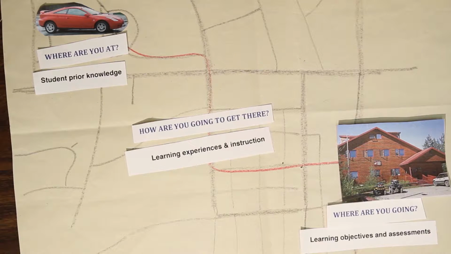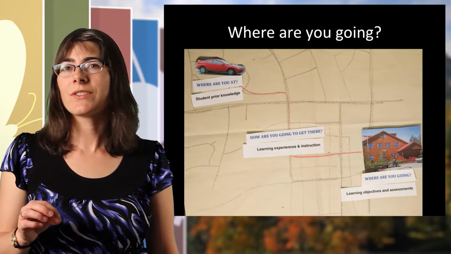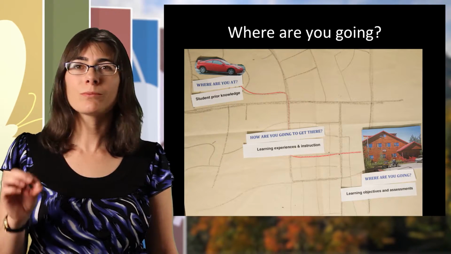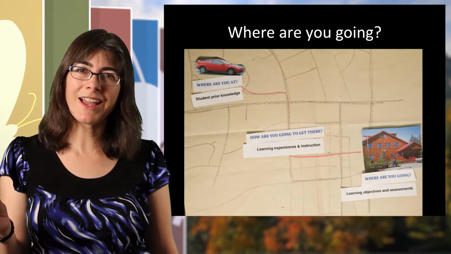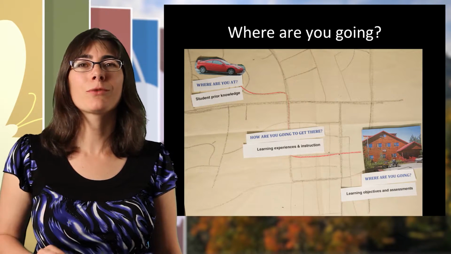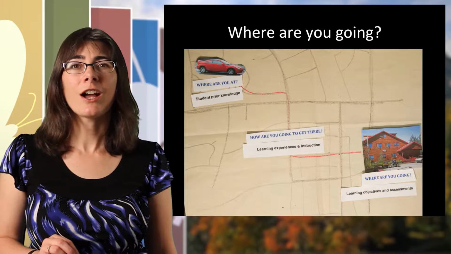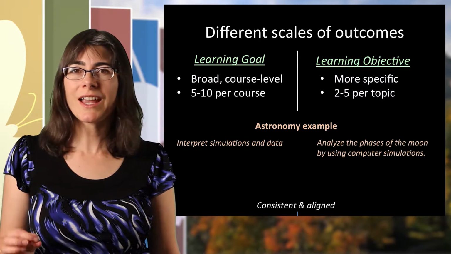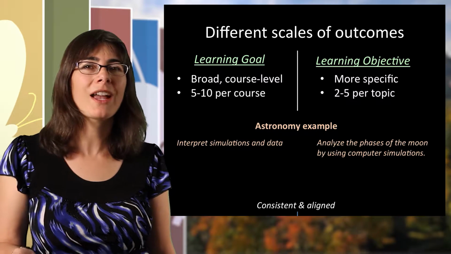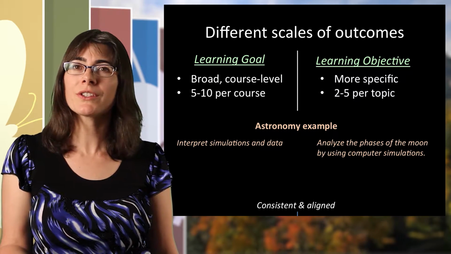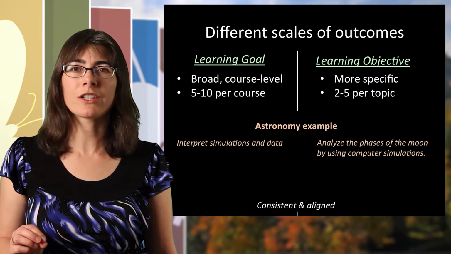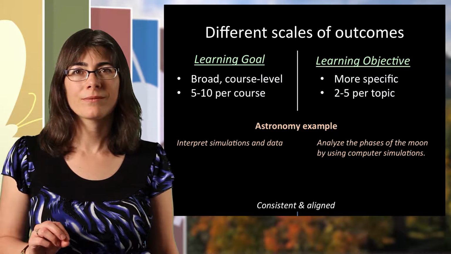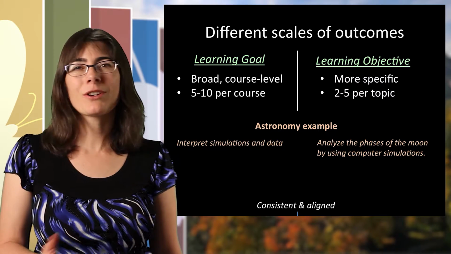So remember our car analogy. Learning objectives give us that target of where are you going, and then the student prior knowledge lets us know where we're starting at, and then we use instruction to bridge the two and help students get to our goals and where we want them to be. We've also got these different scales of learning outcomes. We have broad course scale learning goals and then more specific topic level learning objectives that are aligned across the course.